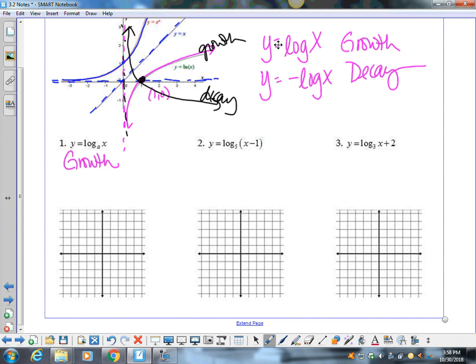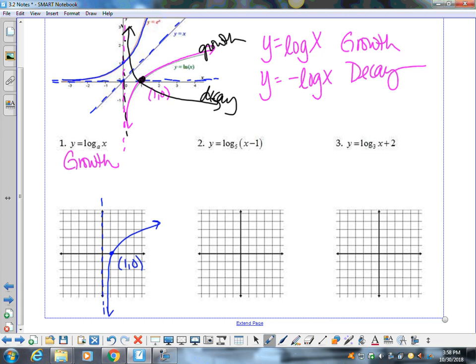Okay, so number 1 is growth, and there are no shifts. So I go through my point 1, 0, asymptote, which is a vertical line on the y-axis, draw my graph, label my point. And again, to remind you, feel free to pause this if I'm going too fast, because I know I'm talking while I'm writing, and I hope you're watching and then writing. So feel free to pause.